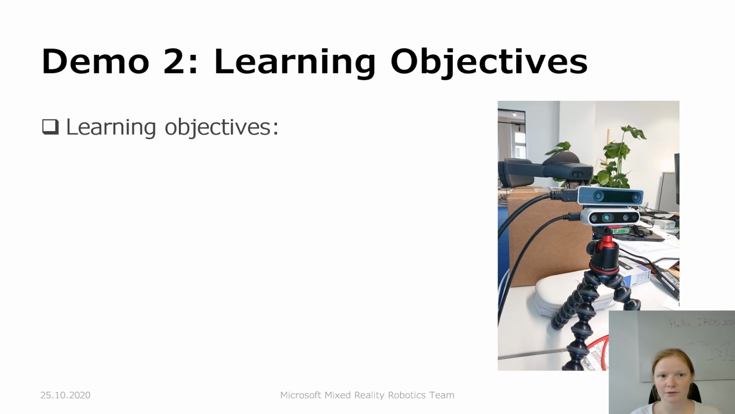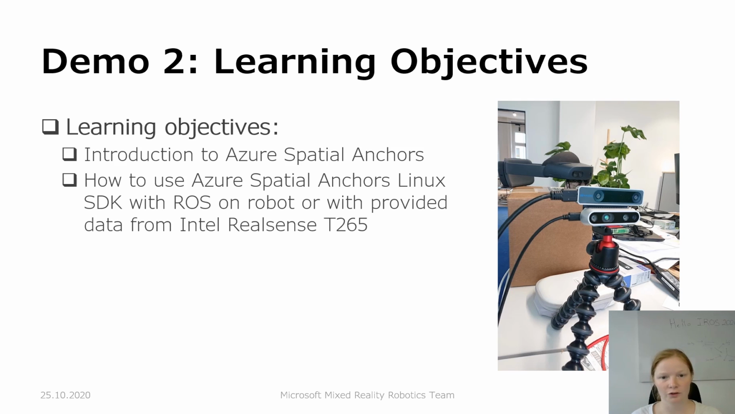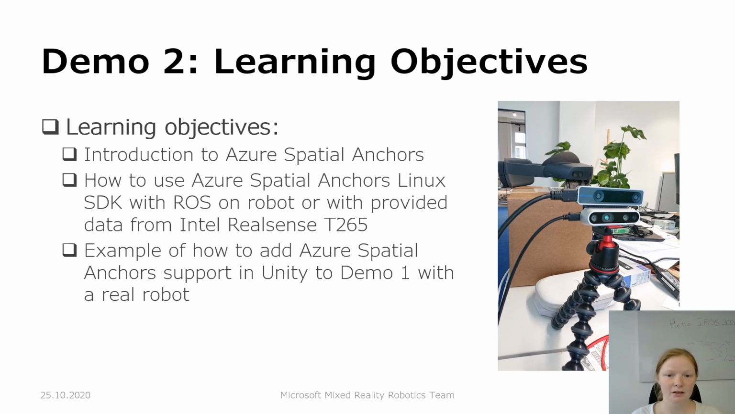The learning objectives for this demo are, first, to get a closer introduction to Azure Spatial Anchors and how the service works and how it can be used. Second, we'll show you how to use the Azure Spatial Anchors Linux SDK with ROS on either a robot or with the provided data from an Intel RealSense T265, which you can see on the right here. And we'll also show you an example of how to add Azure Spatial Anchors support to the Unity demo in demo 1 and how to adapt it to actually work together with your robot if you happen to have one at home.